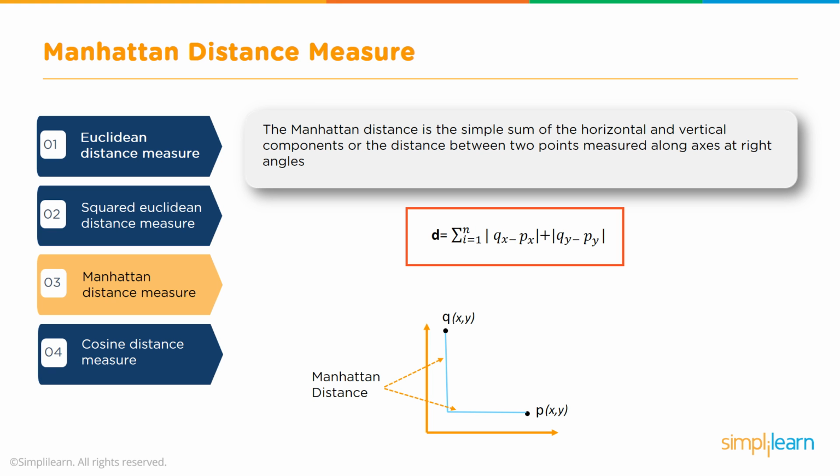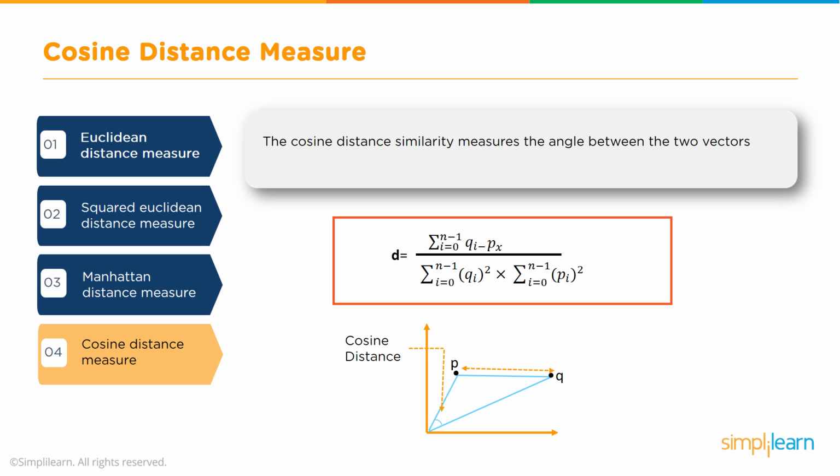And then we have Manhattan distance measure. In the case of Manhattan distance, it is the sum of the distances across the x-axis and the y-axis. And note that we are taking the absolute value so that the negative values don't come into play. So that is the Manhattan distance measure. Then we have cosine distance measure. In this case, we take the angle between the two vectors formed by joining the points from the origin. So that is the cosine distance measure. Okay, so that was a quick overview of the various distance measures that are supported by k-means.